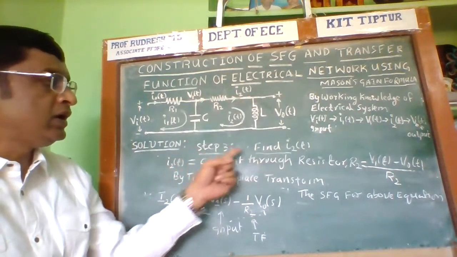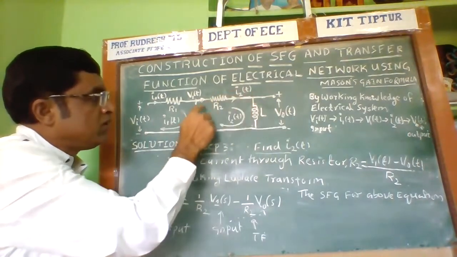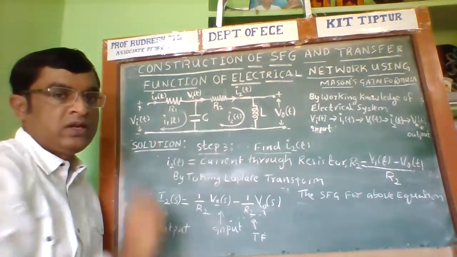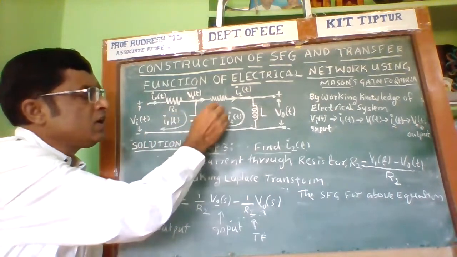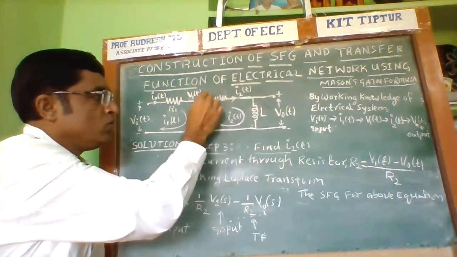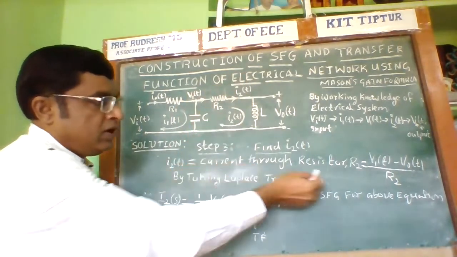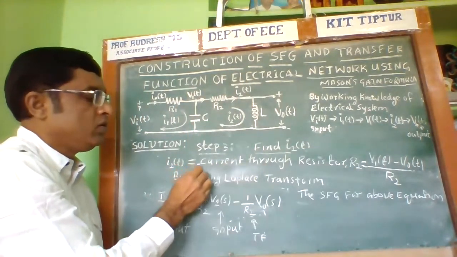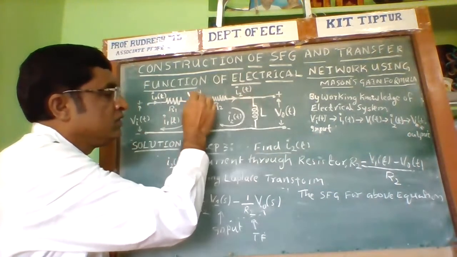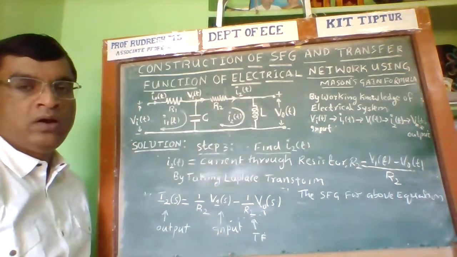Therefore, I2 of t is calculated by using, what is I2 of t? I2 of t is nothing but the current through the resistor R2. Now, what is the current through the resistor? The current through the resistor is equal to the difference in the node voltages, V1 of t and V1 of s, that I have written here. I2 of t is equal to the current through the resistor R2. Therefore, this difference in voltage between this node and this node, divided by R2.